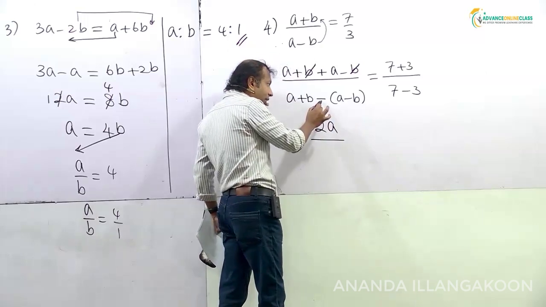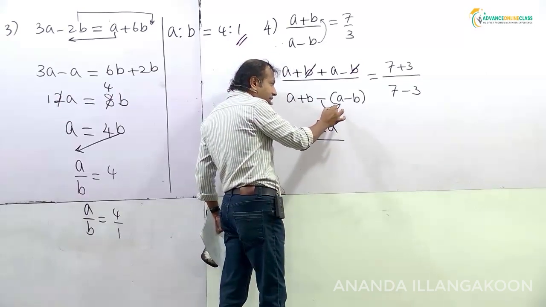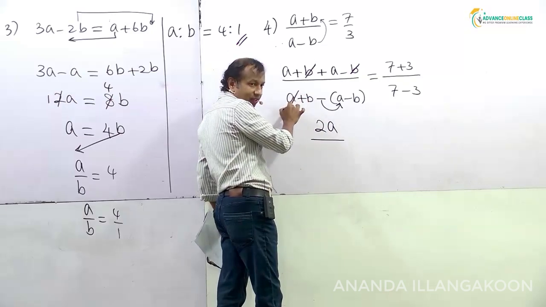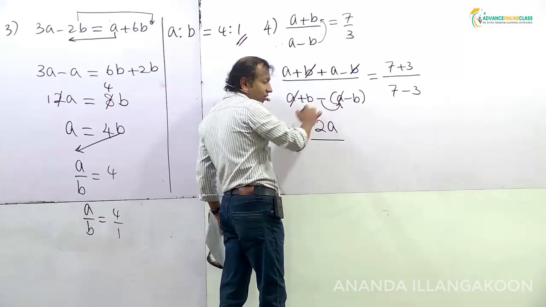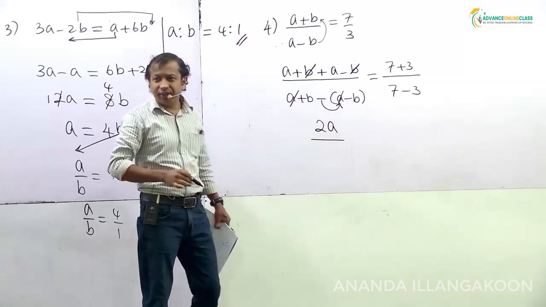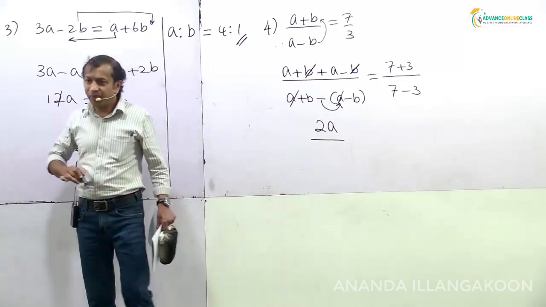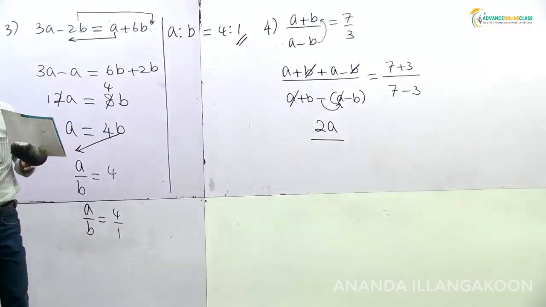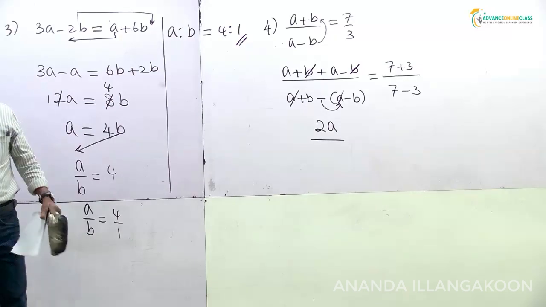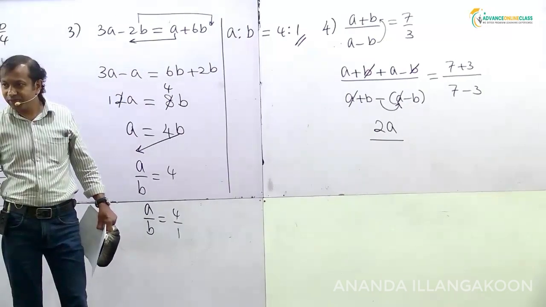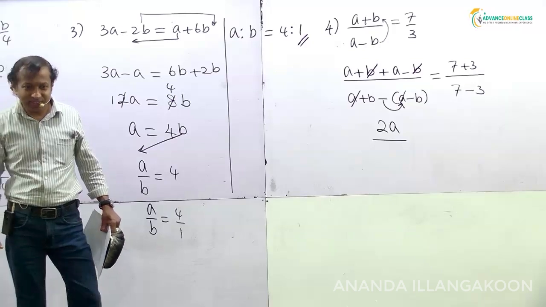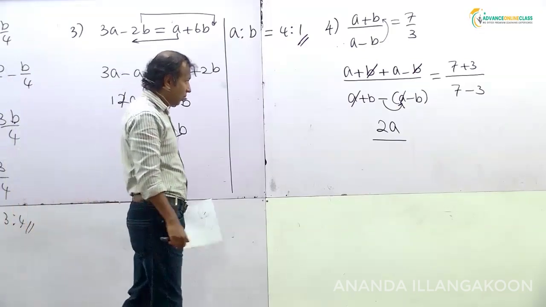Once you remove the bracket here, what do you get? Minus into A is minus A. That minus A will cancel with this plus A straight away. No point writing another step to show it. You are advanced level students now, no longer beginners. Advanced means advanced, so no need to write one more step.